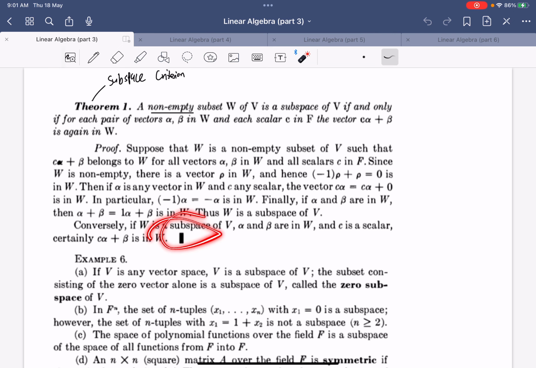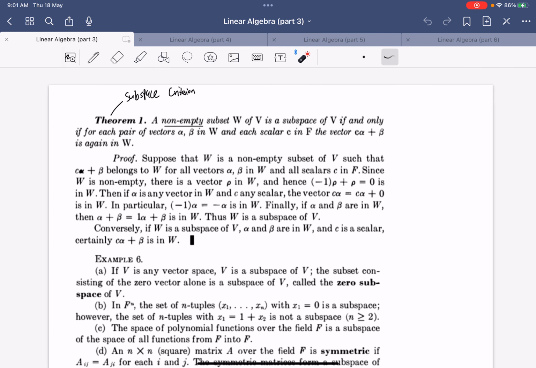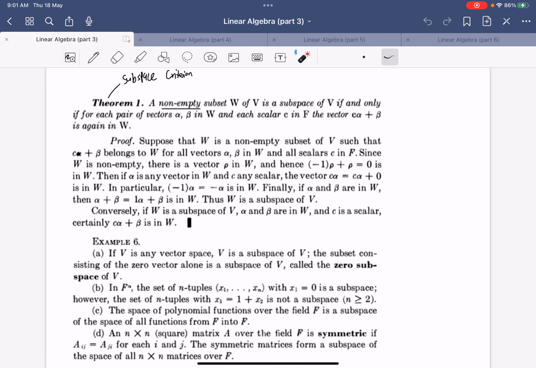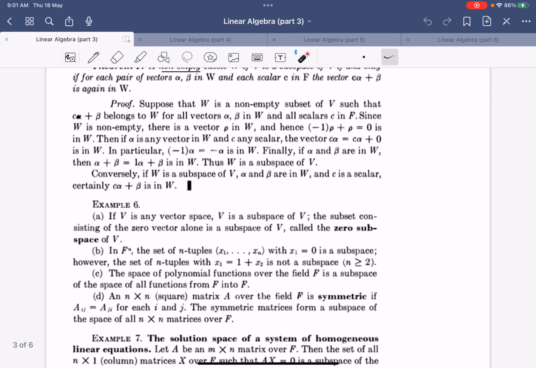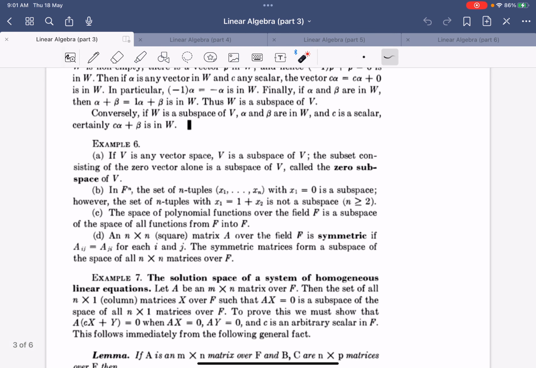And conversely, if it's already a subspace, then we know this property definitely holds. So this is our subspace criterion for checking whether a subset is a vector space. Some examples will of course be: if V is a vector space, V will be a subspace of itself. And the zero subspace will also be a vector space, the set containing just the zero vector.